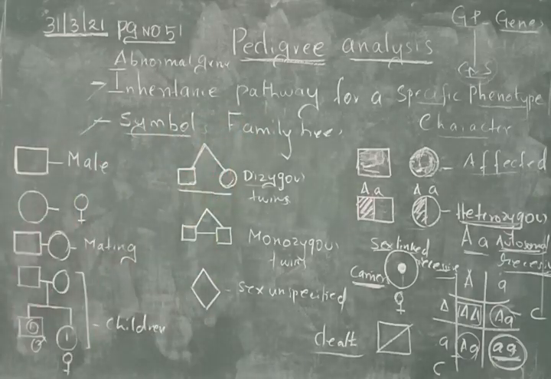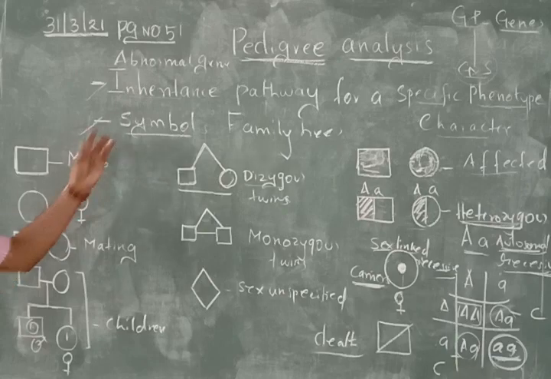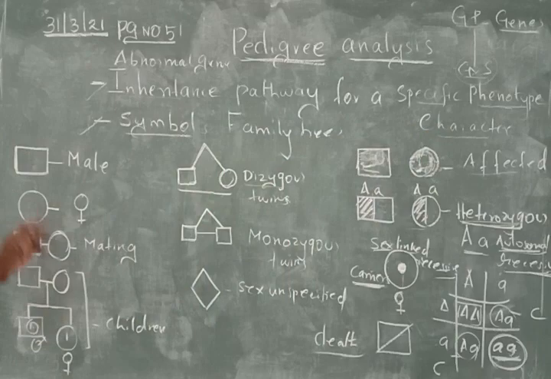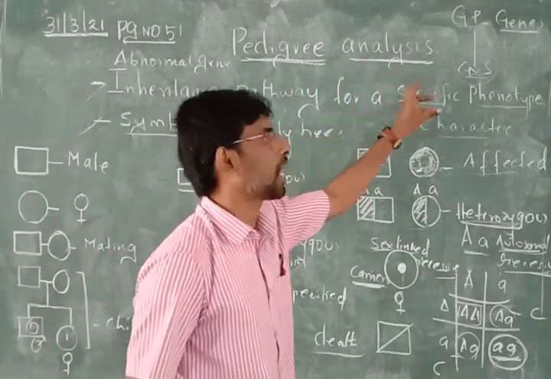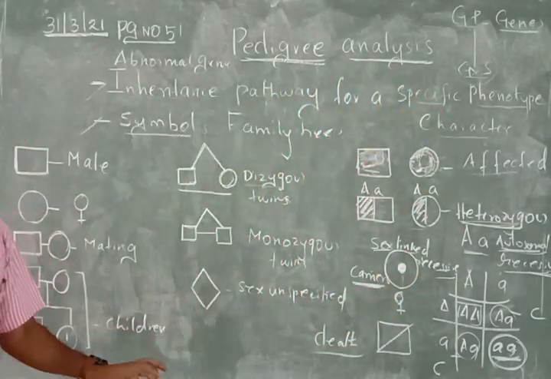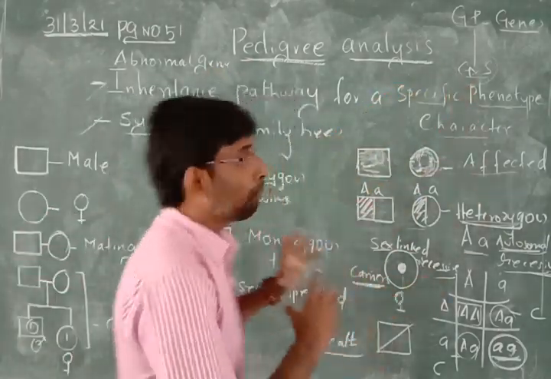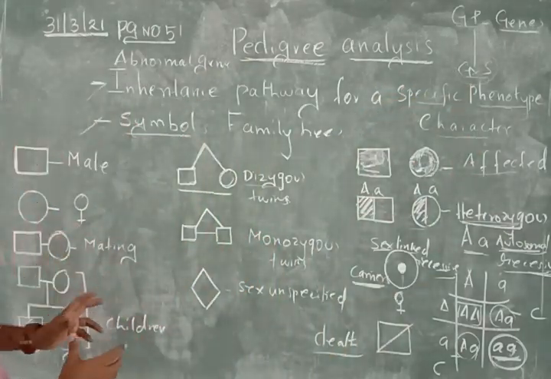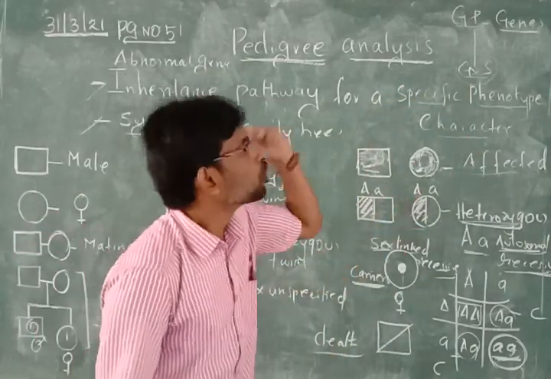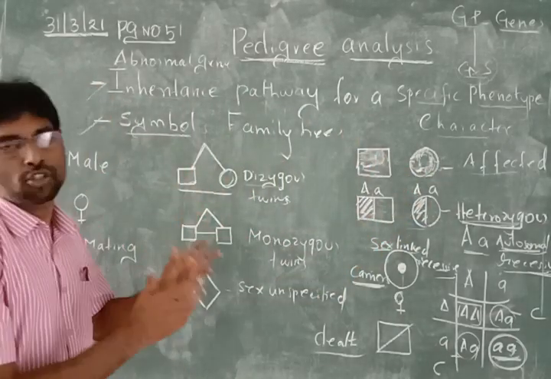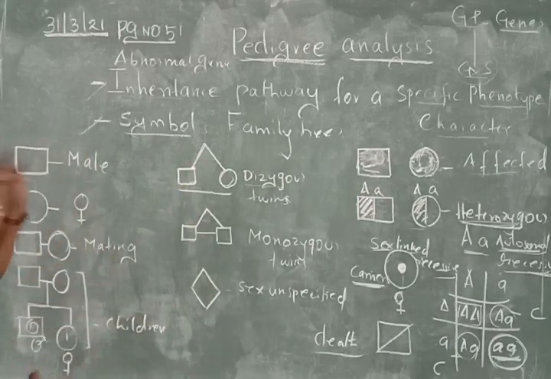The pedigree analysis will give you a complete picture of the inheritance pathway for a specific phenotypic character in a particular family. That means if a normal gene is passing from the grandparent to the grandchildren, they will always receive a normal gene. Suppose an abnormal gene is being passed to the grandchildren, by analyzing the pedigree chart, you can easily identify who is responsible for passing that abnormal gene to the young generation or to the grandchildren. Okay, so this is drawn with certain standardized symbols, and that is what we have explained so far. Clear?